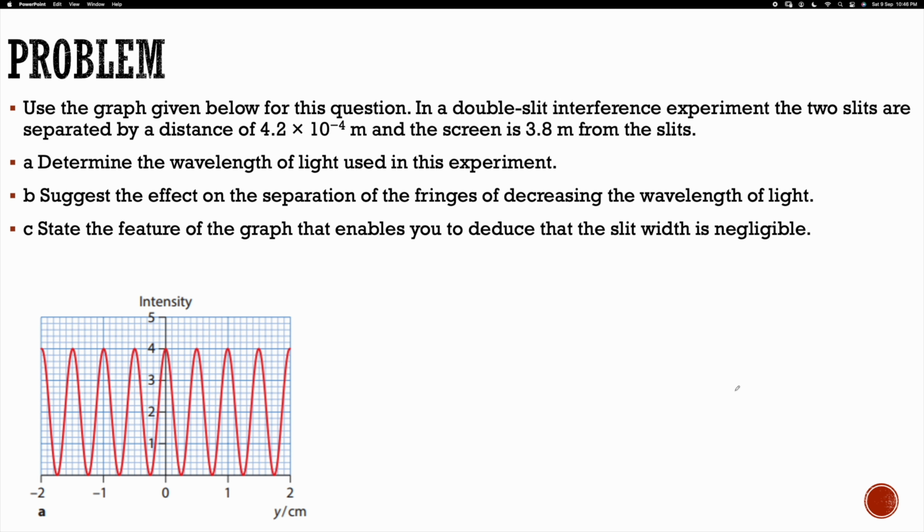So let's do this problem here. Use the graph given below for this question. In a double slit interference experiment, the two slits are separated by a distance, which is small d here, and the screen is capital D from the slits. Determine the wavelength of the light used in the experiment.